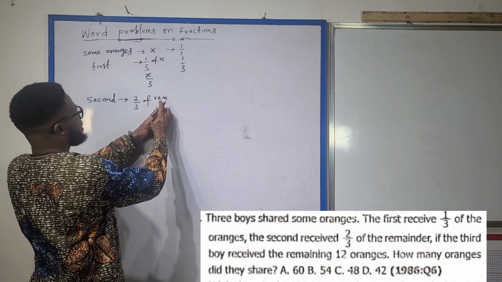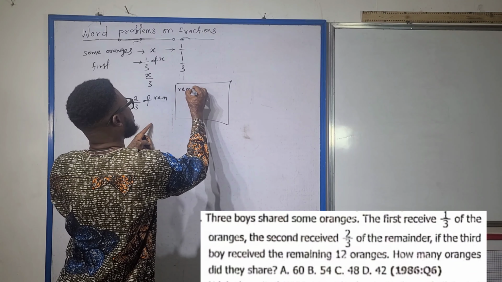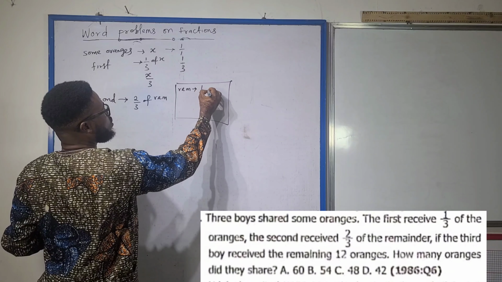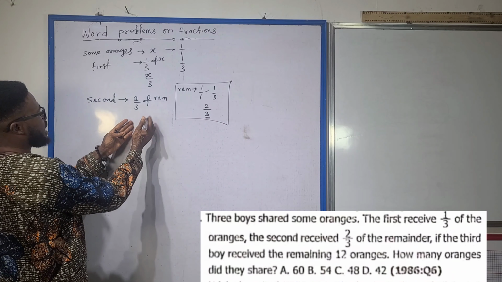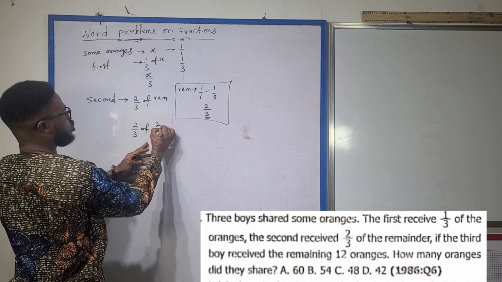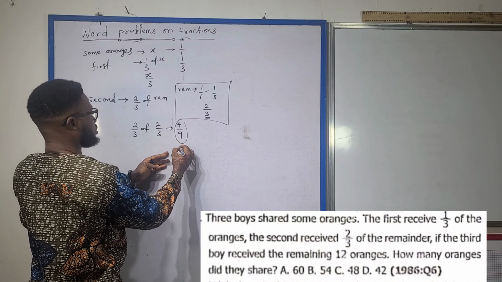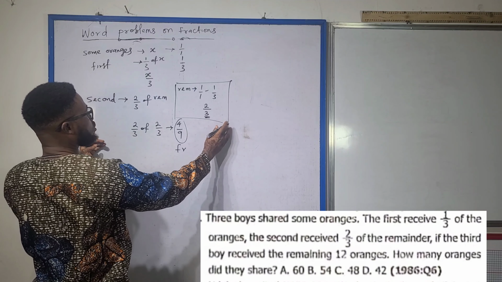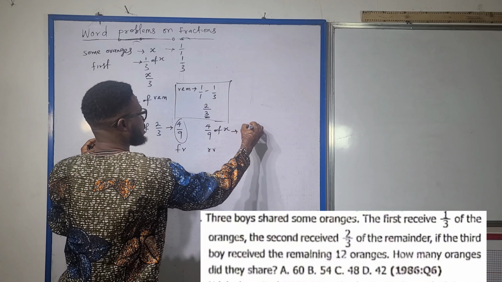Now, let's quickly talk about the remainder. The total fraction is 1 over 1. If the first had received 1 over 3, my remainder is going to be 1 over 1 minus 1 over 3, and that is going to give me 2 over 3. So the second received 2/3 of the remainder, which is 2 over 3, and that makes it that the second received 4 over 9 in terms of fractional value. But in real value, that means the second person received 4 over 9 of X, which means 4X over 9.